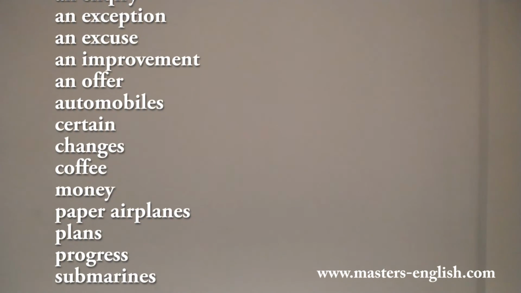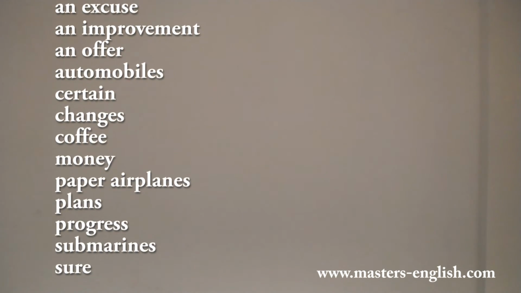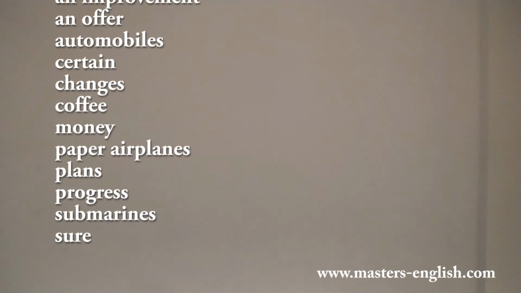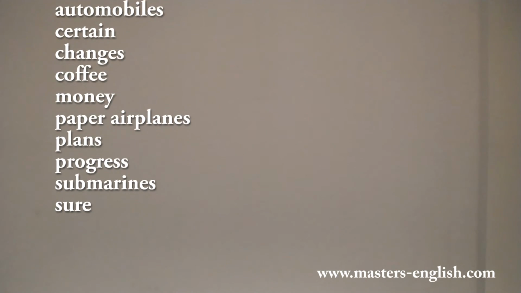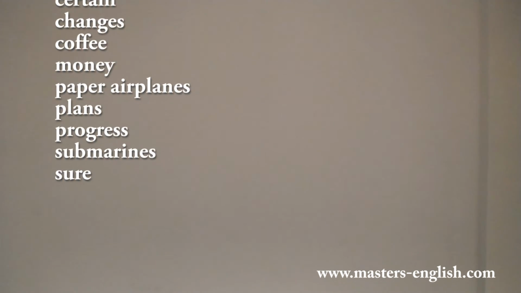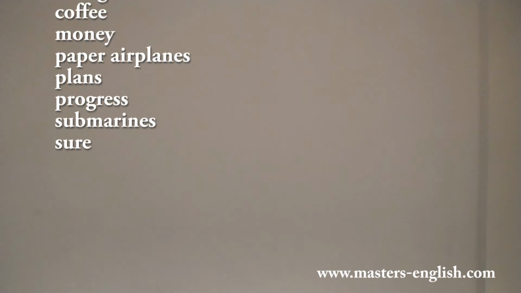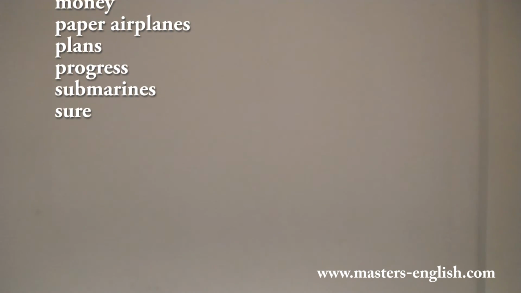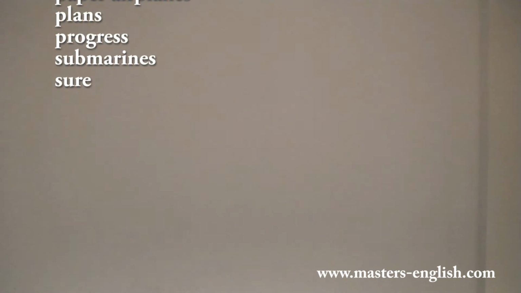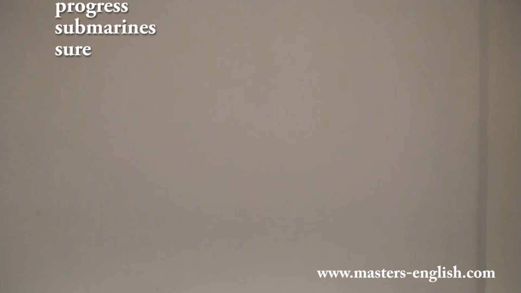We can make automobiles. We can make certain. We can make changes. We can make coffee. We can make money. We can make paper airplanes, as my son does. We can make plans. We can make progress. We can make submarines. And we can make sure. Now please keep in mind, this is only a sampling of some of the most common ways that we use make.